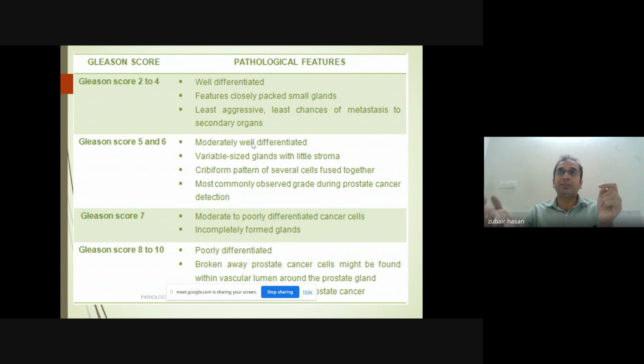So if we find a grade 3 and the 3 pattern, it becomes 6. 7 can be 4 plus 3 or 3 plus 4. Likewise, you can have 8, which is 4 plus 4. And you can have a 9, which is a 5 plus 4 or a 4 plus 5. And then you have a 10.